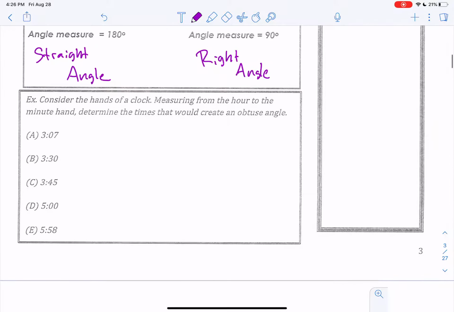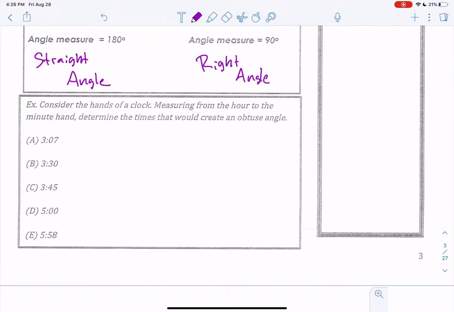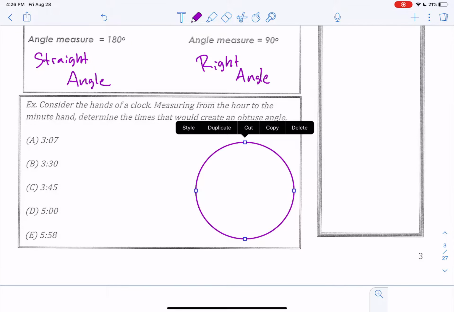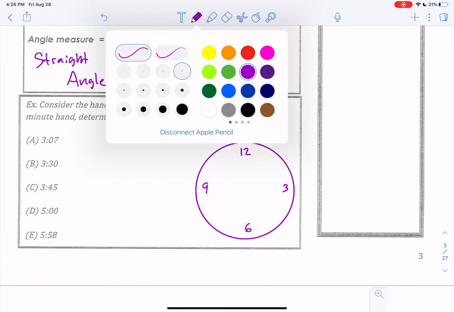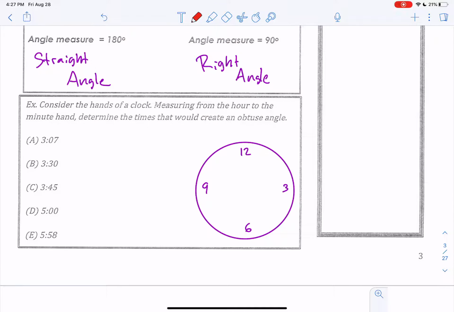So this last example here, we want to talk about the hands of a clock. Consider measuring from the hour hand to the minute hand. I'm going to draw my version of a clock. We've got 12 up here, 3, a 6 on the bottom, and a 9 over here. If I draw in the hands of this clock at 3:07, the hour hand is going to be a little bit past the 3, and then the 7 would probably be right about here. So 3:07 is going to give me an acute angle.